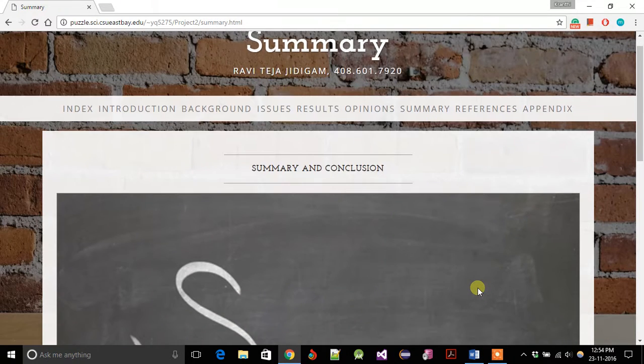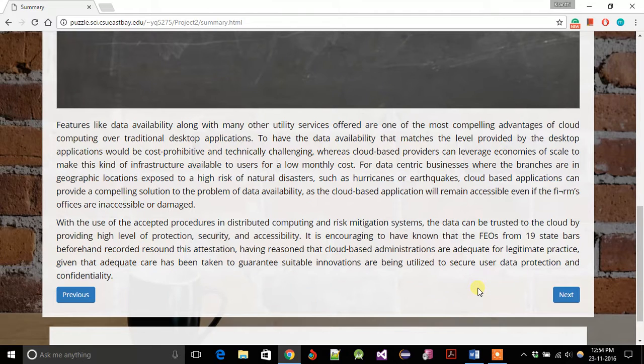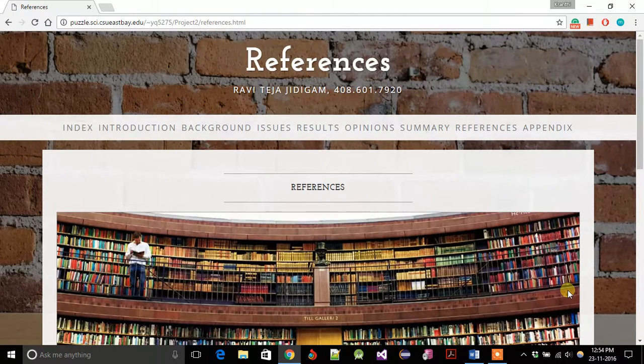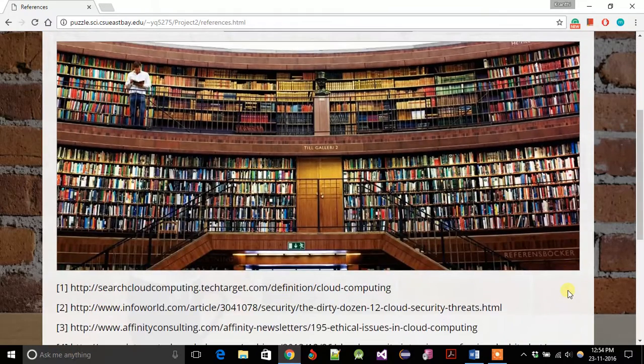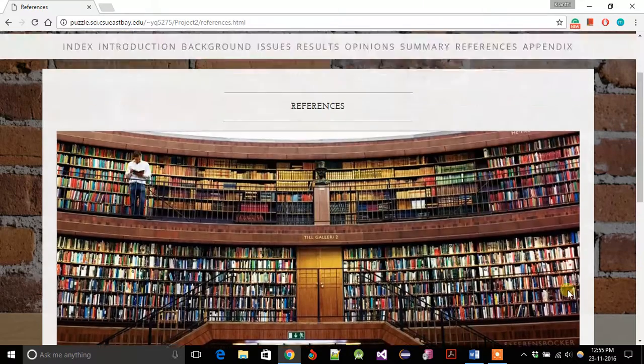This is the summary page. The summary page is a conclusion of what my topic is about. These are the list of references which I used to complete this research project, and all these are useful links where I got a lot of information about the cloud.